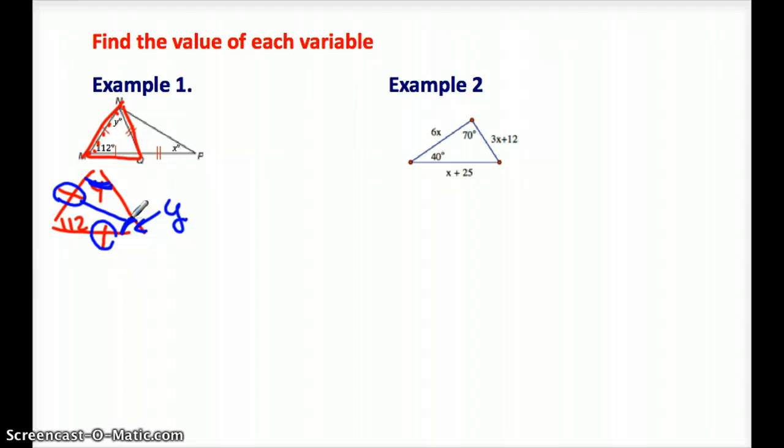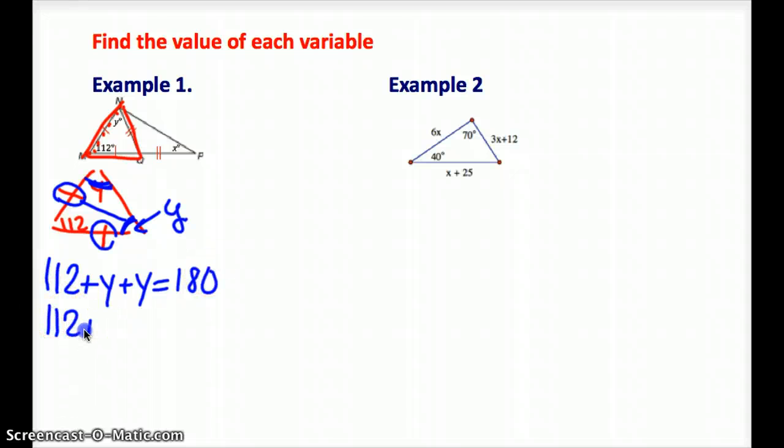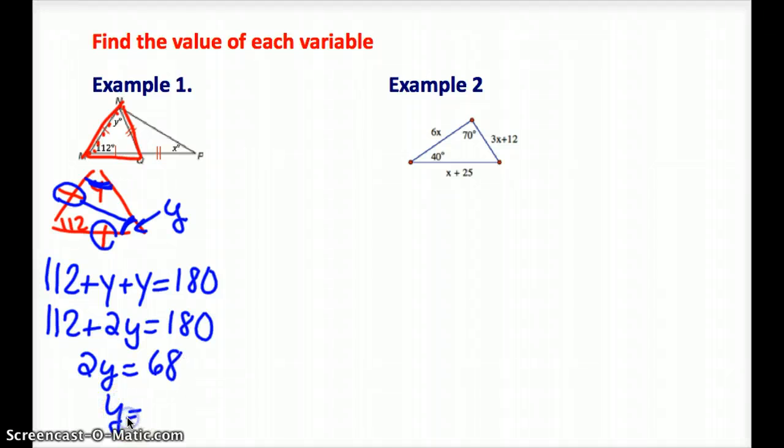So now I need to go ahead and use my sum of my triangle equals 180. 112 plus y plus y equals 180. Get your like terms together. 112 plus 2y is 180. Move your 112. 2y equals 68. Divide by 2. Y ends up being 34. So that's one of my variables I'm looking for.